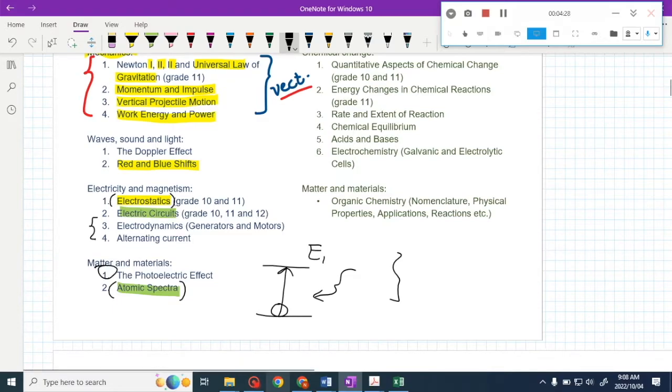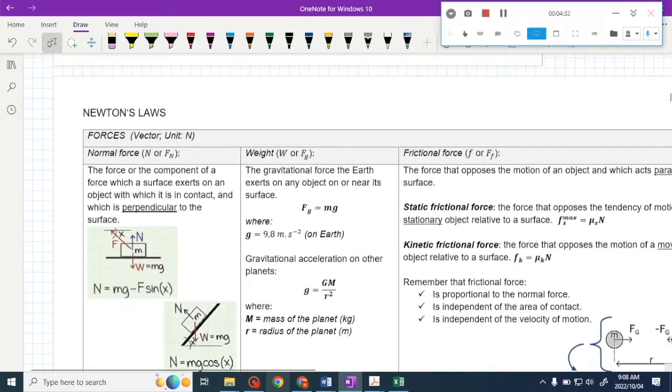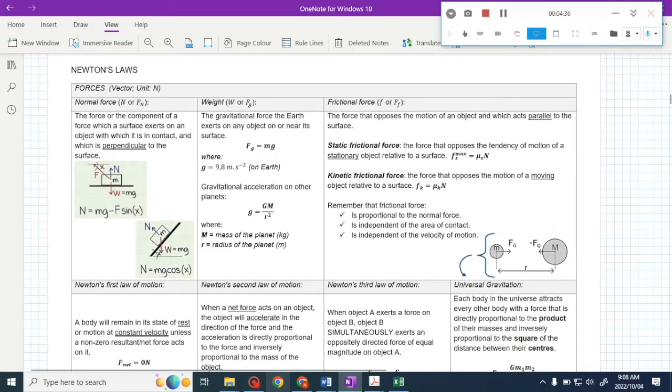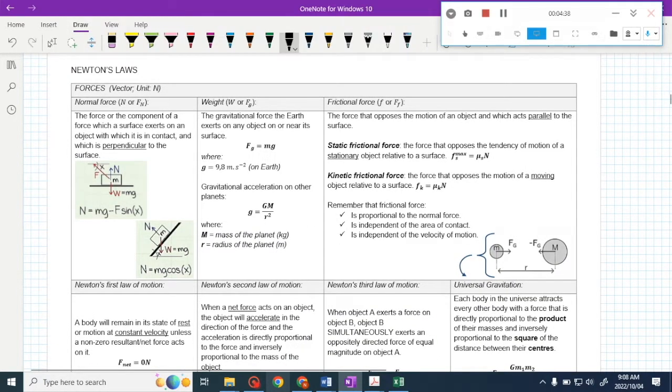So try to find ways to remember it. Are we okay, guys? You guys are very quiet. Okay. Now you're going to see that I summarized everything on your Newton's laws page. I'm just going to run through some of the points.